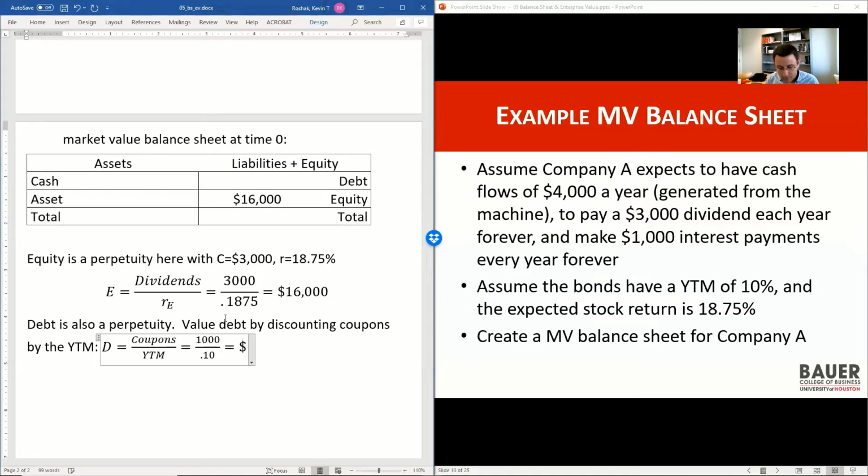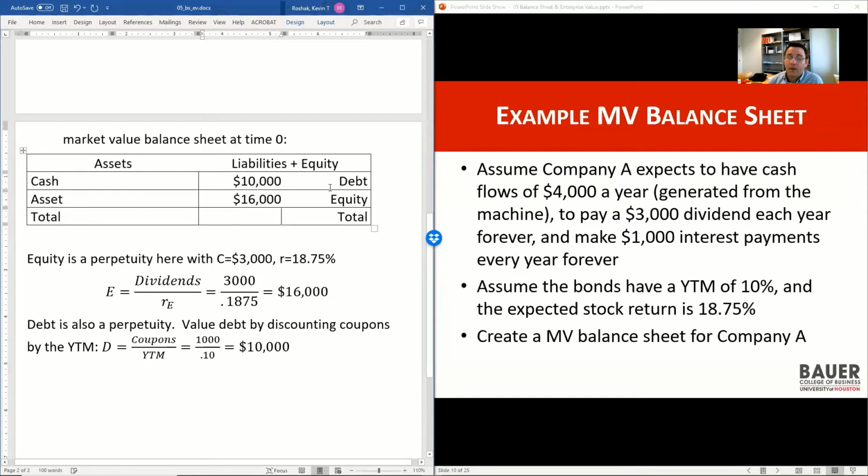So that's going to give us a value of the debt of $10,000. And again, this is a market value. The yield to maturity is set in the bond market. That's what people are willing to pay here. So you get $10,000 in debt. Okay. So what would be the total market value of this company? Well, we've got $10,000 in debt, $16,000 in equity, so the total value must be $26,000. That's what all the investors get.